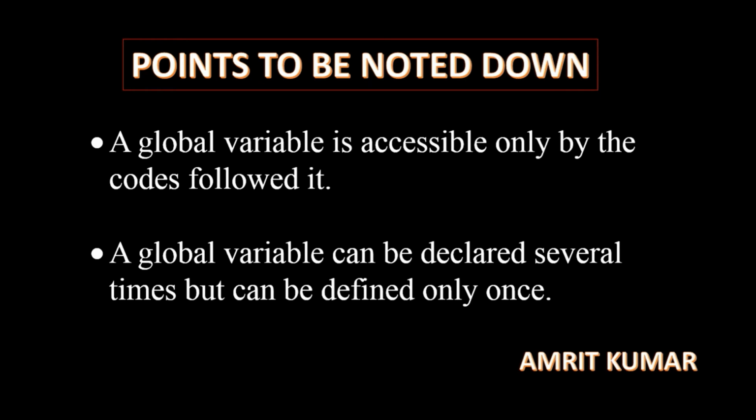A global variable is accessible only by the code following, and that is the important point. And a global variable can be redeclared, we can say declared several times, but it can be defined only once. So a global variable can be declared several times, and we can use that global variable anywhere, anytime, but it can be defined only one time. These are the two important points about the global variables that we use with the external storage specifier.